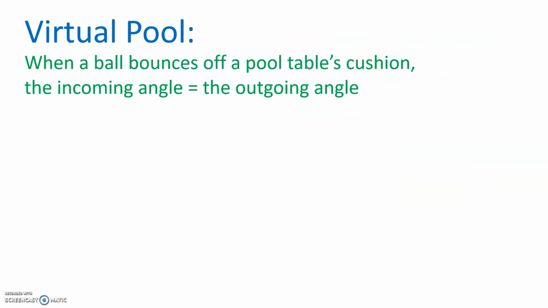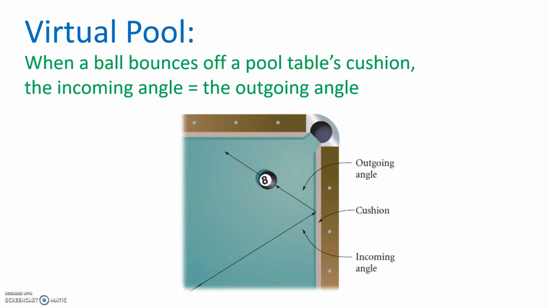Okay, this is an important principle in geometry and in physics, and this is used a lot. When a ball bounces off a pool table's cushion, the incoming angle, so here's the ball, I hit it so that it hits this cushion. The angle between the side of the pool table and that line that the ball took to get to that cushion, this angle in here is called the incoming angle.